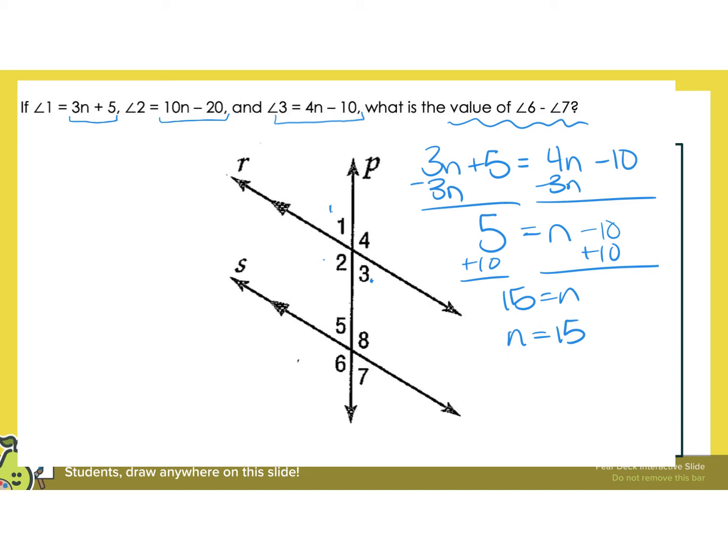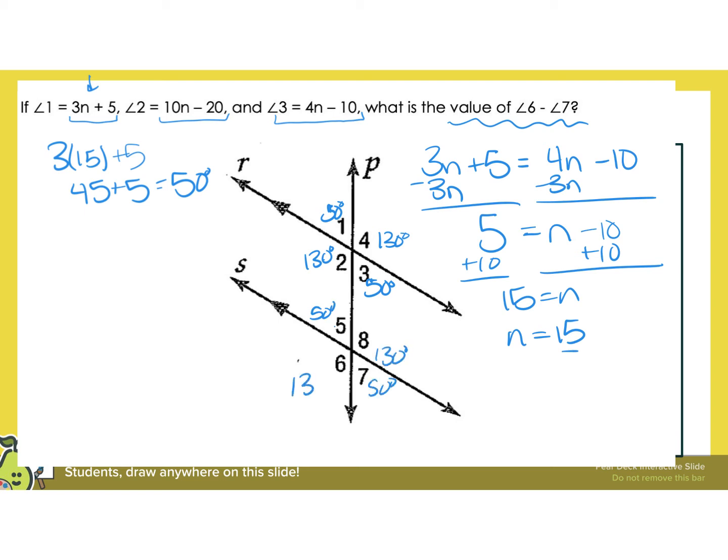So let's start with angle 1. Looks pretty easy. Instead of n, I'm going to put that 15 in its place. And then we're going to add 5, so that's 45 plus 5. So angle 1 is 50 degrees, but not the question. Angle 3, I'm just going to fill in everything. So that means the supplementary angles are 130 degrees. Angle 1 and angle 5 are corresponding, so 50, 50, 130, 130.